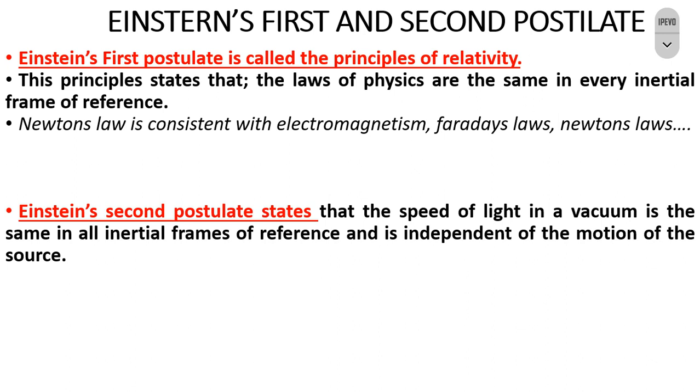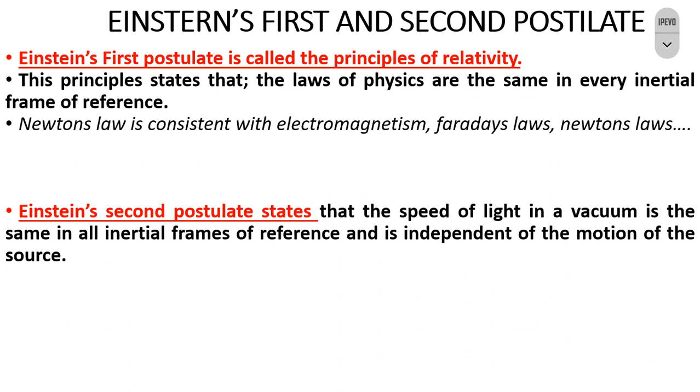I take it again. The speed of light in a vacuum is the same in all inertial frames of reference, and it has nothing to do with the motion of the source. So if you see a moving bus and all of a sudden the bus turns on its light, the light of that bus is independent of the motion of that bus.